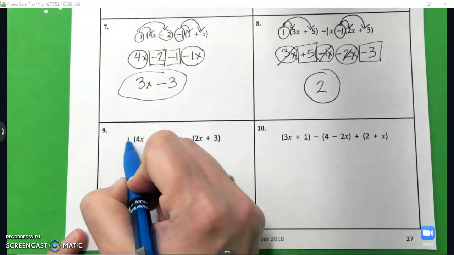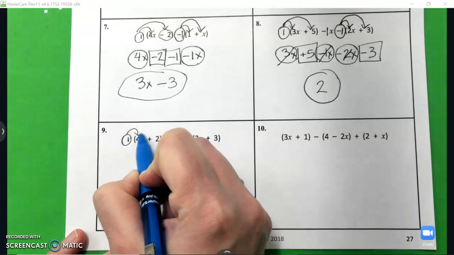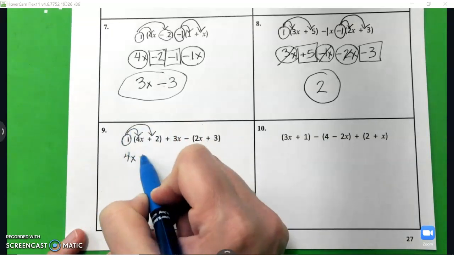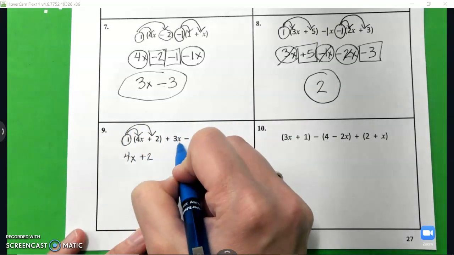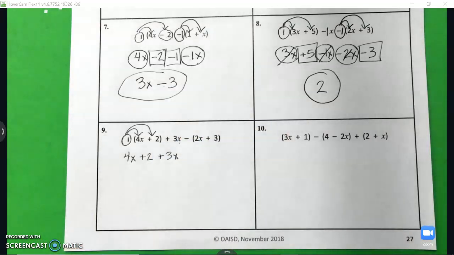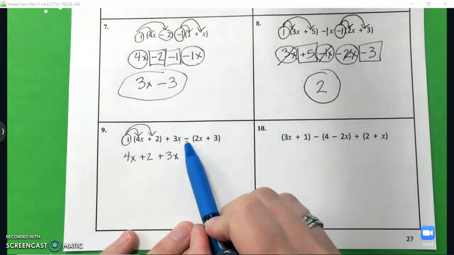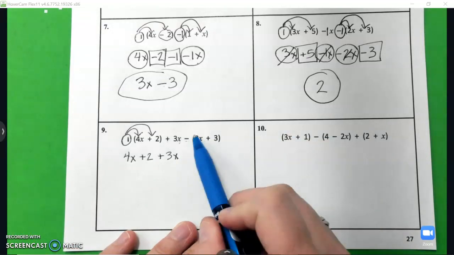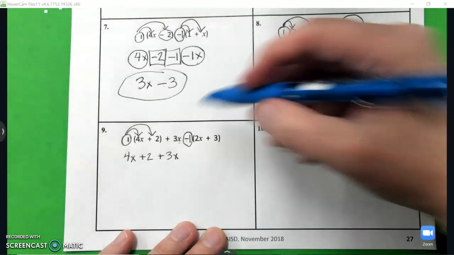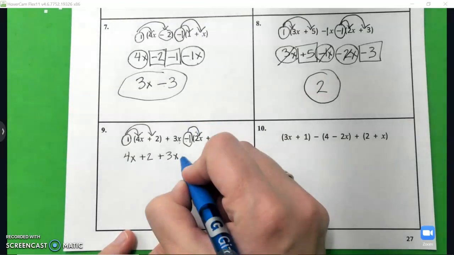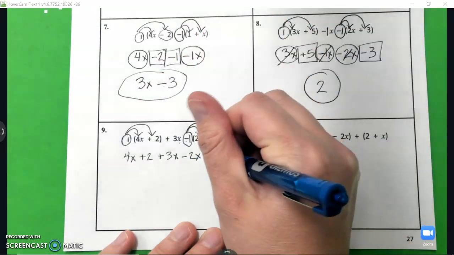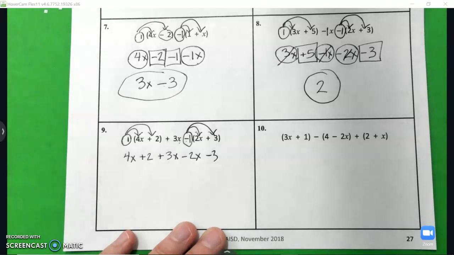All right, let's see. Put a 1 in front of this first parentheses. 1 times 4x would be 4x. 1 times 2 is going to be 2. And then we have plus 3x. Okay, and then we have a minus sign here, and then we have a parentheses. So we're going to put in a 1. This is like negative 1. Negative 1 times 2x would be negative 2x. And negative 1 times 3 is going to be negative 3.